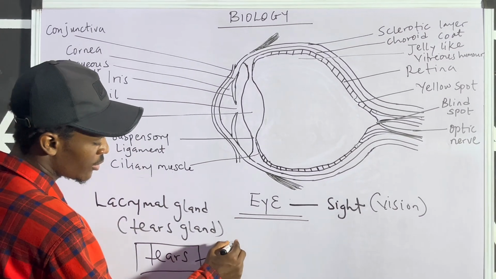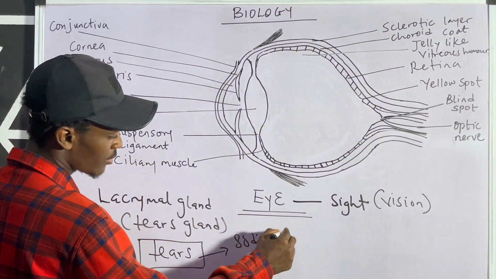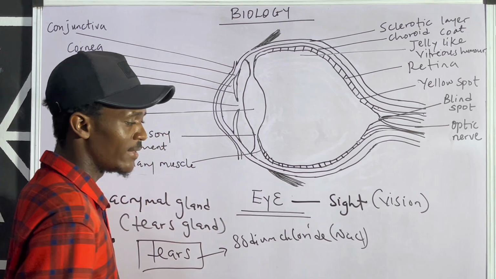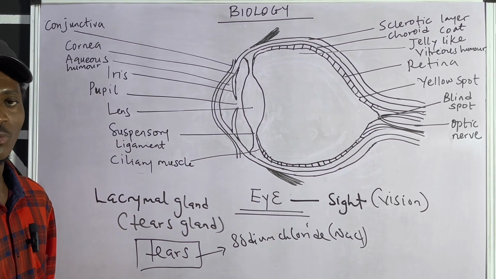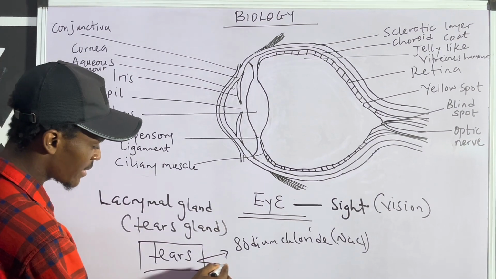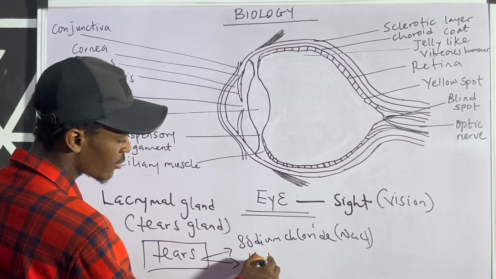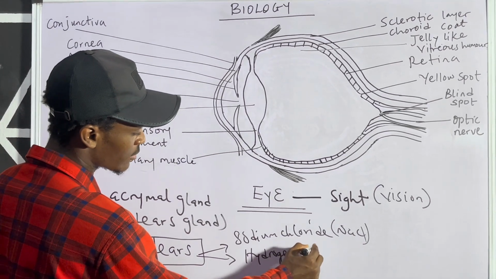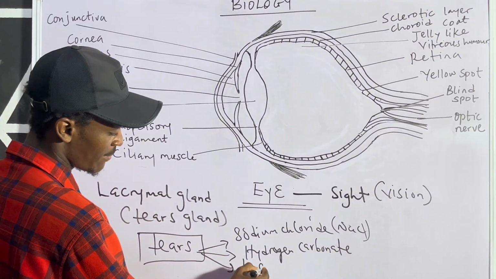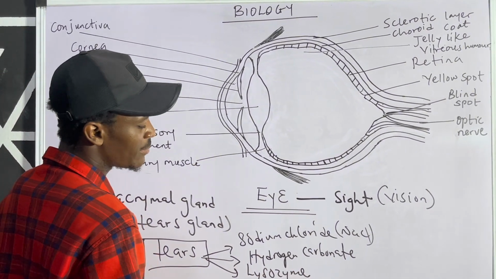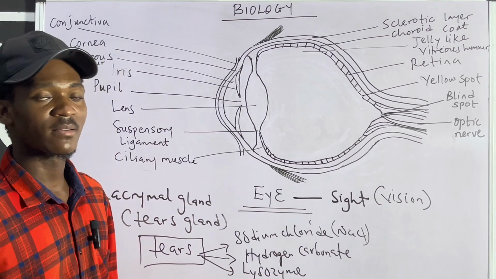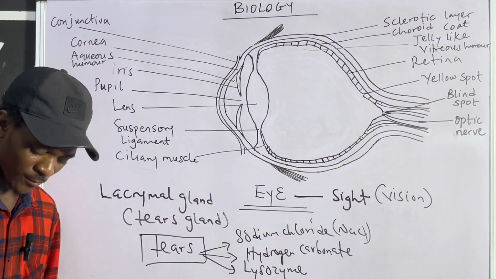And what are the components or constituents of the tears? We have sodium chloride, that's NaCl, which is a salt. Of course, this is actually what makes the tears taste salty, for those that must have tasted tears. Then we still have another component, which is hydrogen carbonate. And then we now have lysozyme. Now, lysozyme is simply an enzyme that tends to destroy germs or foreign bodies that gain access into the eyes. So these are the components.